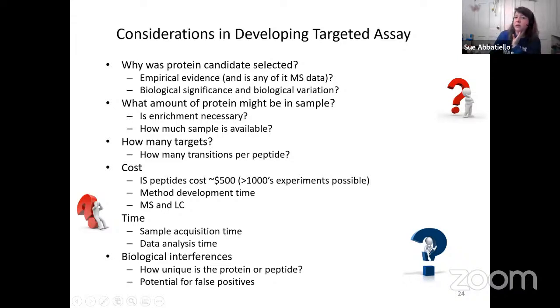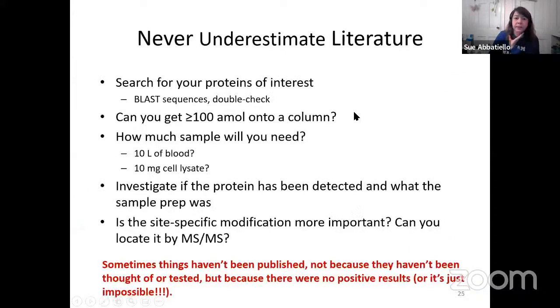That's something you can figure out ahead of time by doing literature search and BLAST searches. And then what are the potential for false positives and interferences? So this is something I just tell everybody when I do these kind of things. Never underestimate the literature. You can sit at your computer and figure out a whole bunch of things about what you might be looking at before you actually look at it.